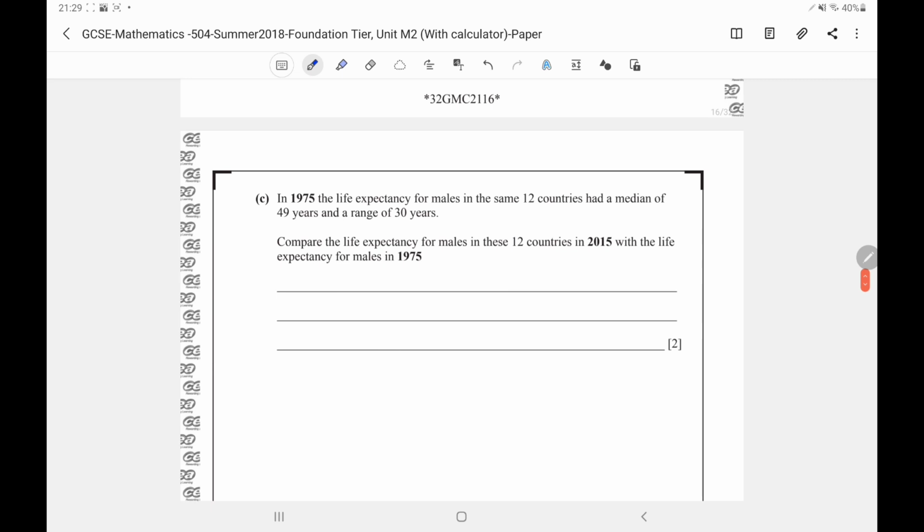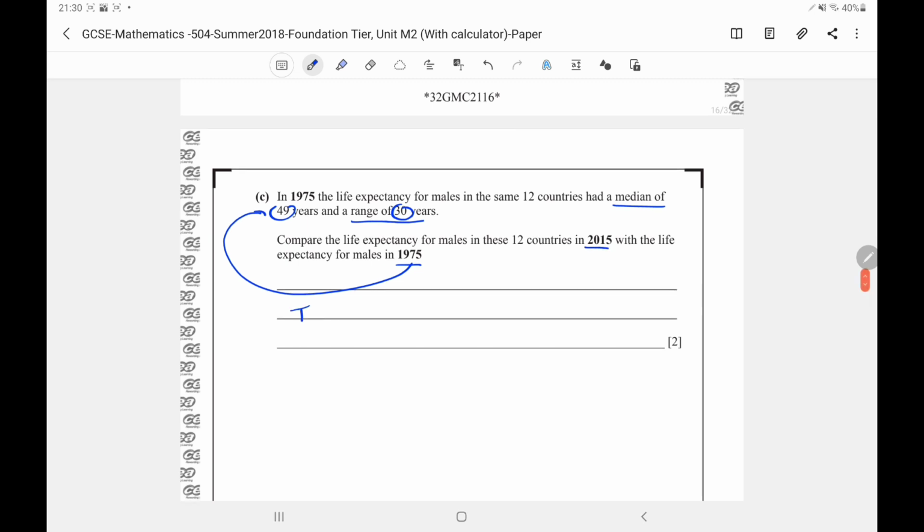In 1975, the life expectancy for males in the same 12 countries had a median of 49 and a range of 30. Compare the life expectancy for these 12 countries in 2015 with the life expectancy for males in 1975. So 1975 is this bit of information and 2015 is from the stem and leaf. So you just need to compare the medians and compare the range between the 2 years.